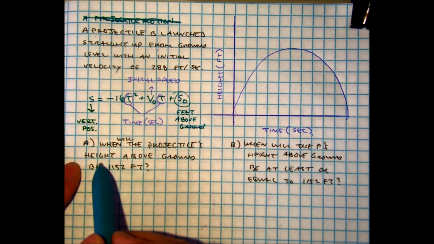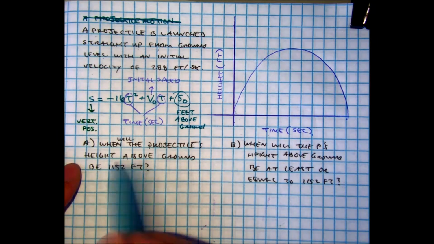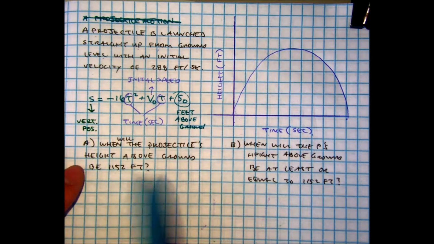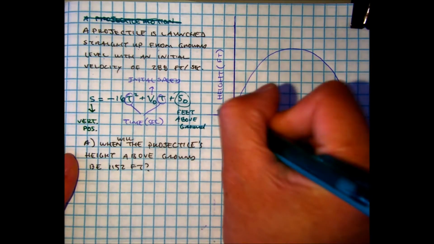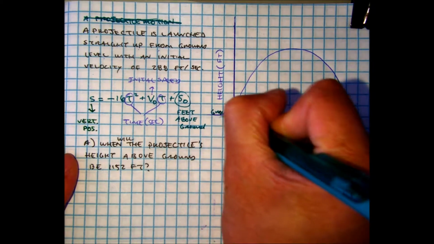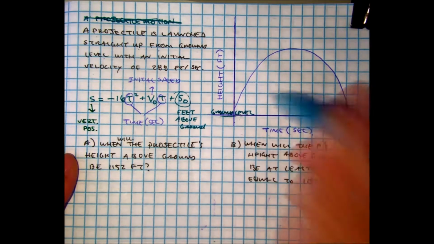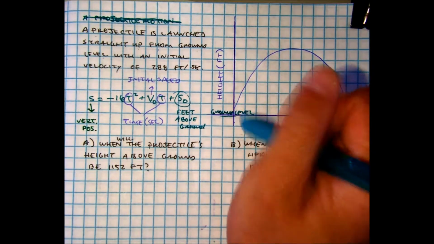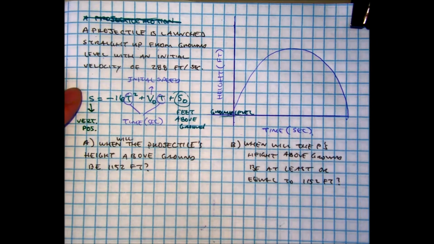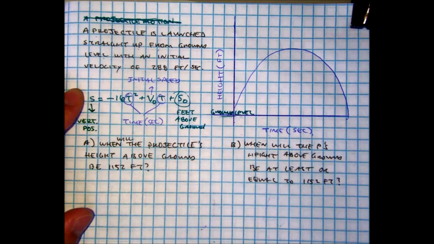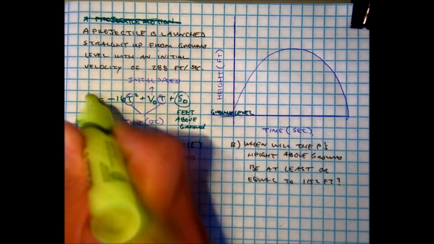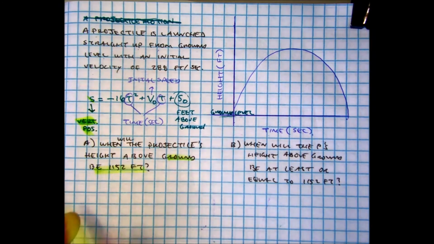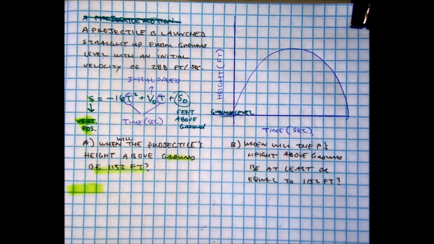When will the projectile's height above ground be 1,152? Now, it keeps saying the word above ground. So here, this is your ground level. Let's write that. Ground level. Ground level will be at zero height. So it says, when will the projectile's height be above ground? So that's their vertical position. 1,152. I'm going to write that there.